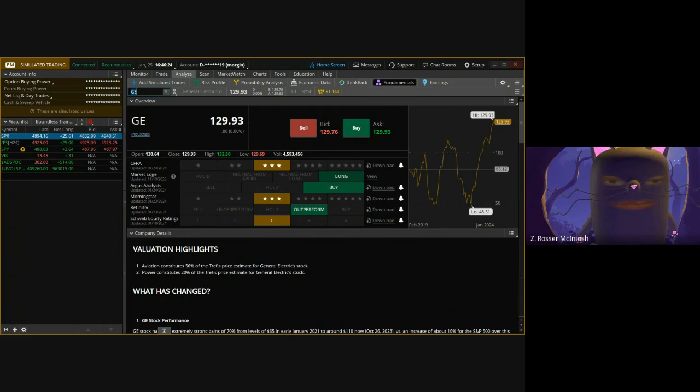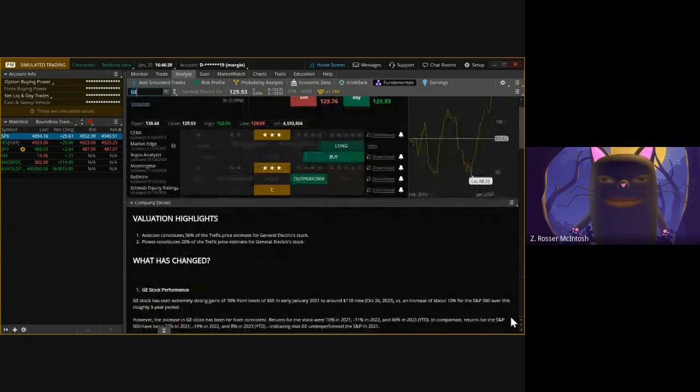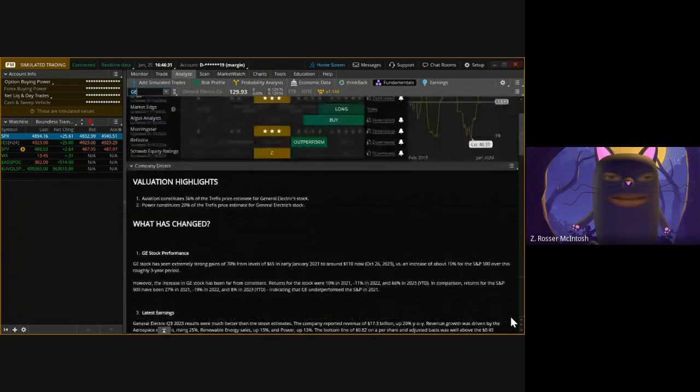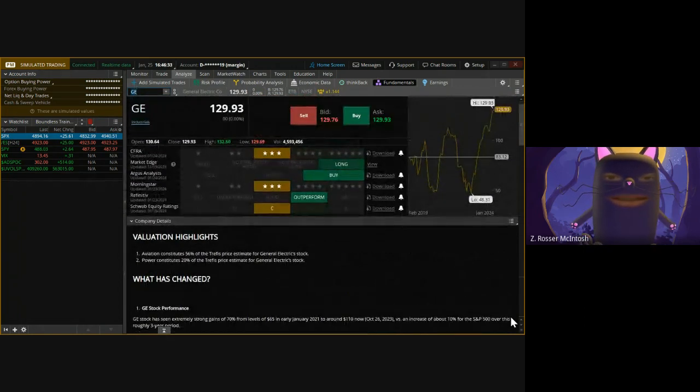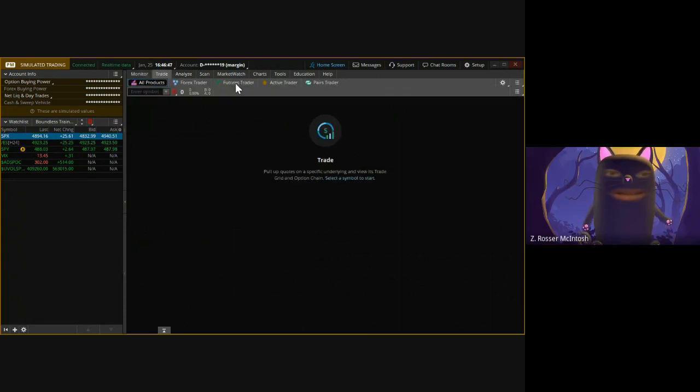All right. So this is a way that we can look at a lot of the fundamental data, and it'll give us some basic info. Let's just go to the chart. Oh, back to monitor. Yeah, to charts.